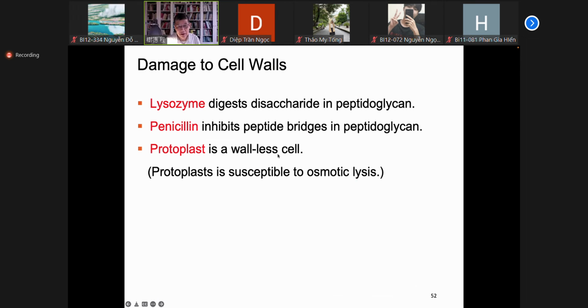A protoplast is a wall-less cell. That is, if we treat the cells with penicillin, but in an isotonic solution, the bacteria will not burst open because the outside and the inside have the same osmotic pressure. So they will not break. So when the wall is broken down, it becomes a wall-less cell. This is called a protoplast.